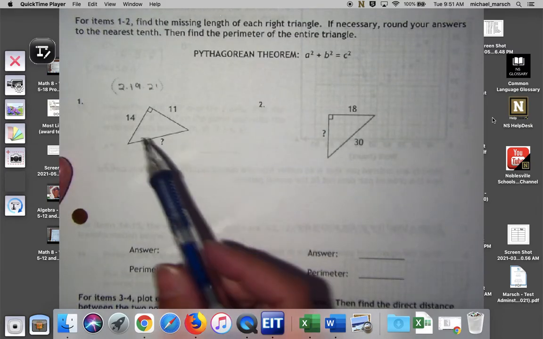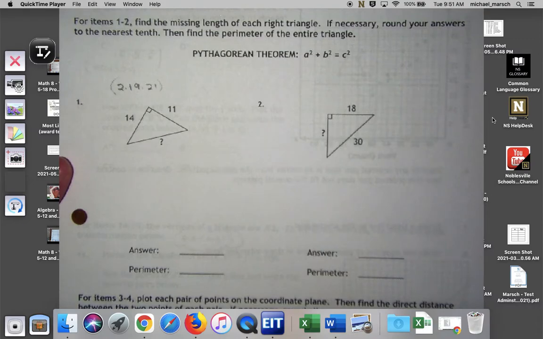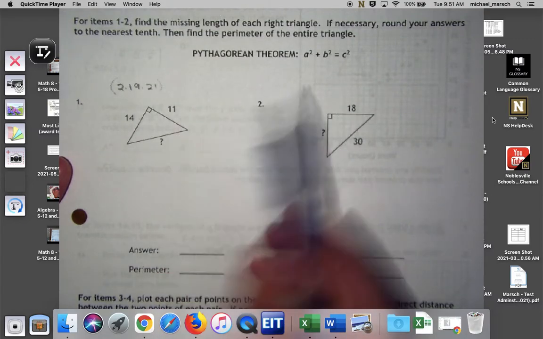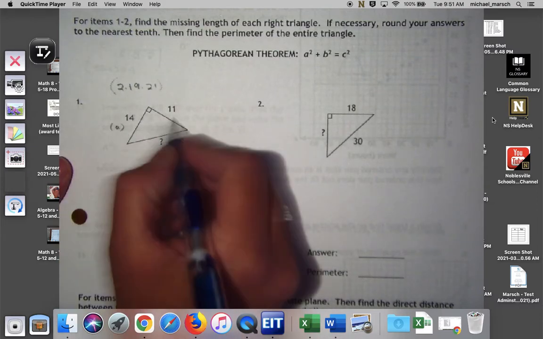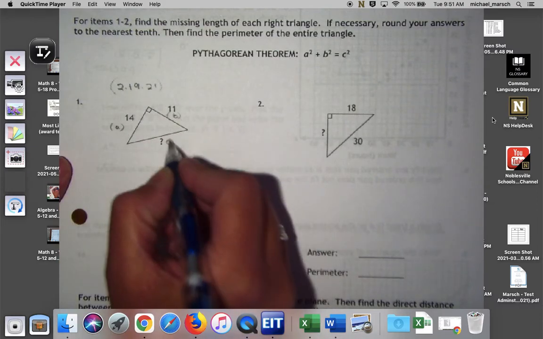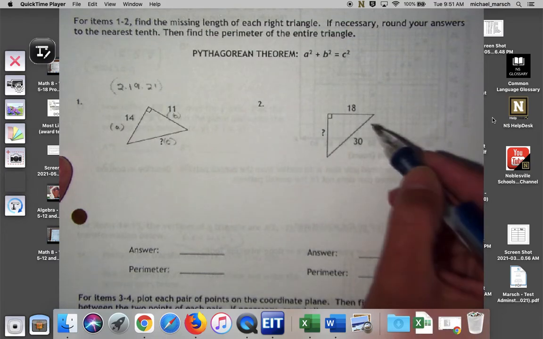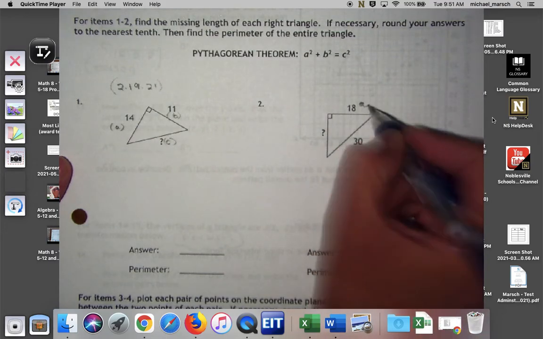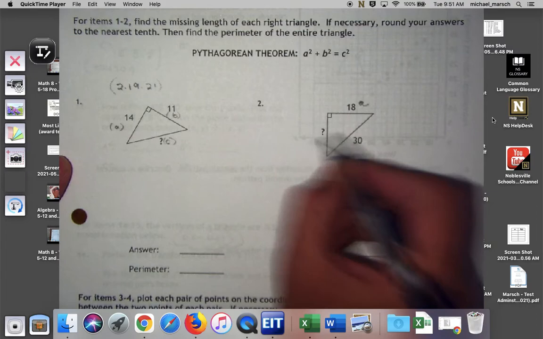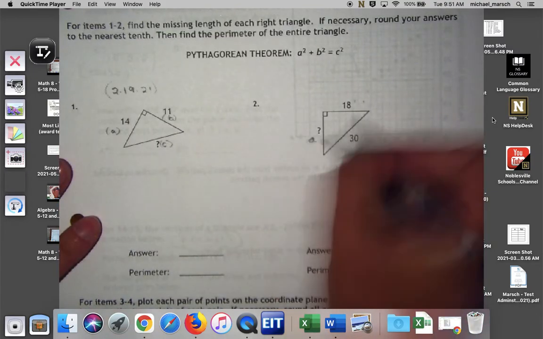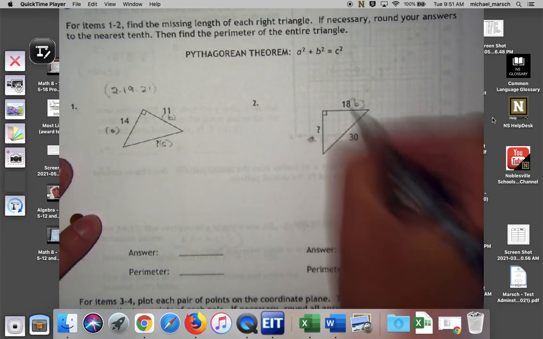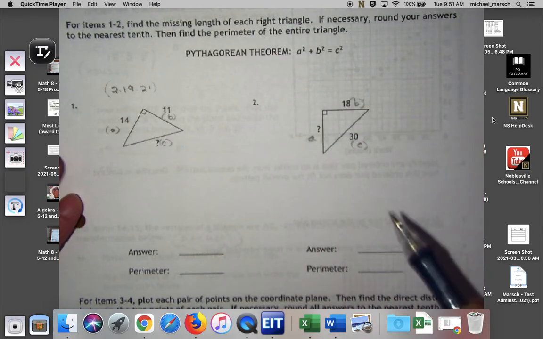All right, so Pythagorean theorem, we love it, right? So we have a squared plus b squared equals c squared. We know that the legs are a and b, and the hypotenuse is c, right? So for this one, I have a, I don't have A, I have B, and I have C. So slightly different ways to solve both of these.